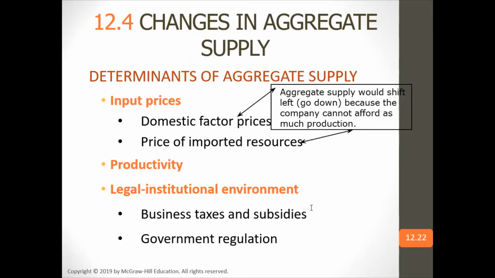And then we've done taxes before. What about subsidies? What if subsidies went up? What would happen to aggregate supply?